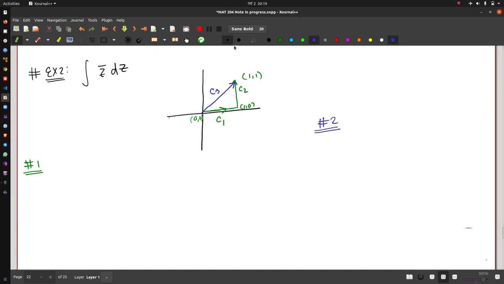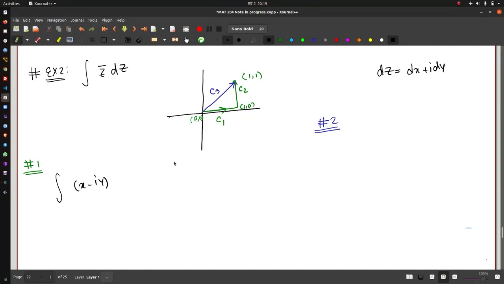So let's get started. Z bar is nothing but x minus iy, and if you have this x and y in your z's, then dz would be simply dx plus i dy. Now you can see that I'm not using the other parameterizations, because in this case it's a Cartesian form, and that's why I'm using the Cartesian form of the complex variables to make this calculation easier. If you do this using the polar form, it would be a lot harder.